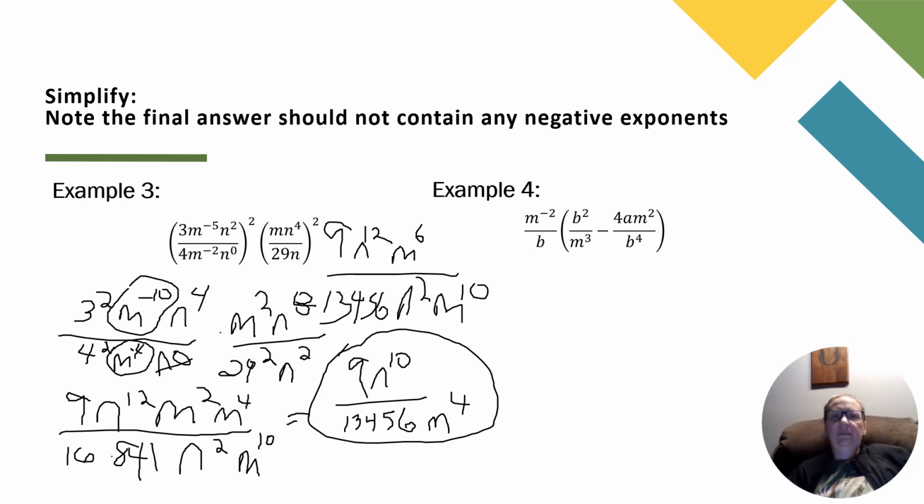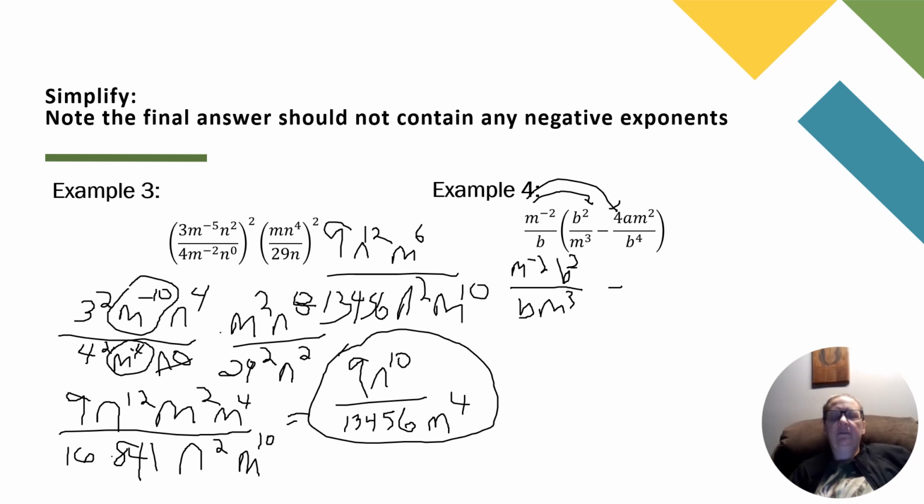All right, moving on to our last example. Our last example is a distributive property. So I'm going to distribute this fraction through both parts. So you multiply numerator times numerator, denominator times denominator, and then the same for the other fraction. So in the first fraction, I have m to the negative 2 times b squared. There's nothing that I could have simplified there because they're individual letters. And then I have in the denominator b times m cubed. That's first fraction times first fraction.